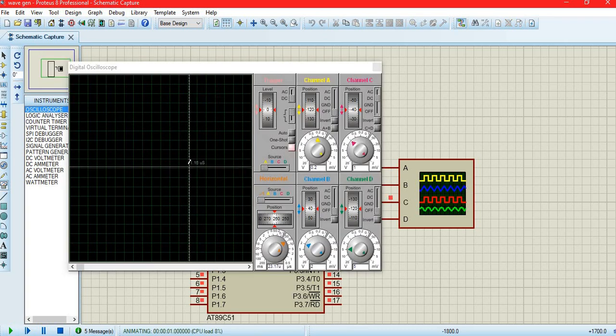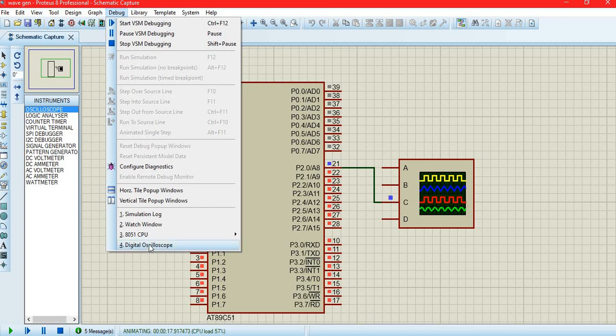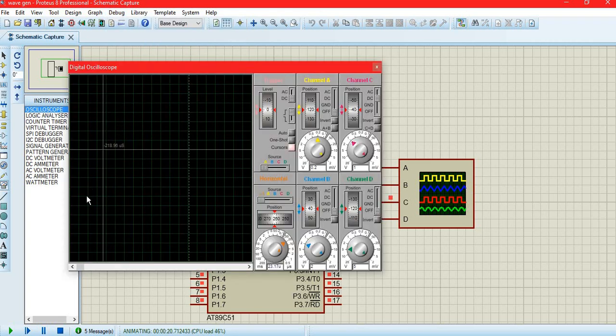Here you can see how the oscilloscope looks, and if the oscilloscope has been closed by mistake, then you can find the oscilloscope in the debug tab which is present on the taskbar. Just click on debug and you can find the digital oscilloscope. Just click on it. Here again you got the oscilloscope.